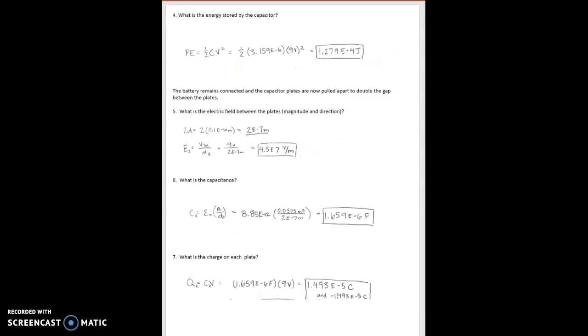And let's see, number 4, what is the energy stored by the capacitor? So the potential energy can be found through this equation, which is half of C times V squared, which when just tossing those previous numbers in, I get 1.279 times 10 to the negative 4th joules of potential energy. And I think that's it.